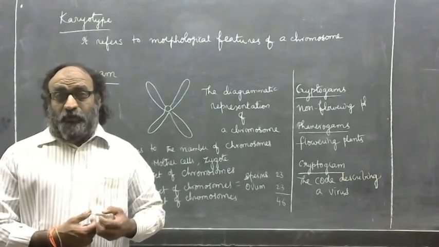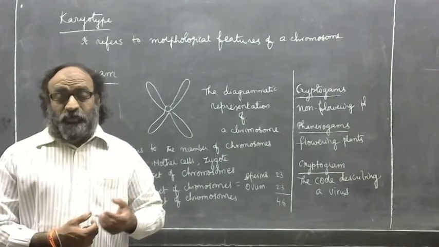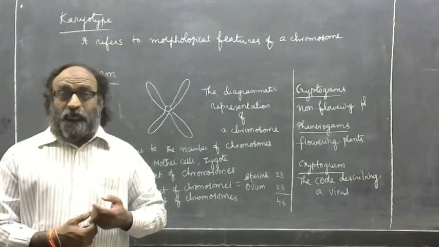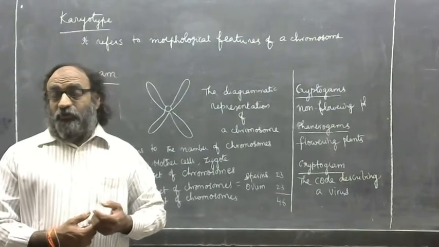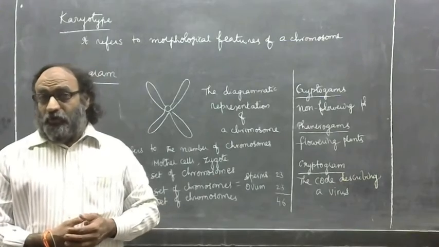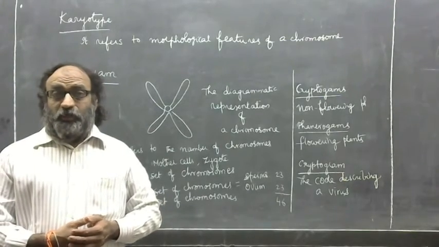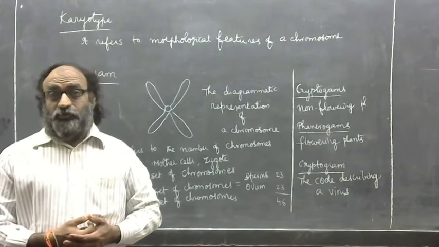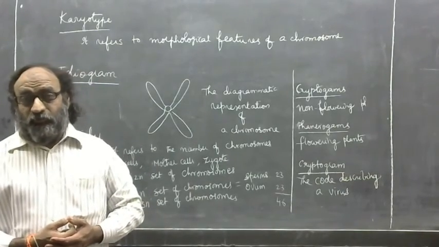Therefore, the chemical which is most commonly used in inducing polyploidy in plants is colchicine, and this colchicine is obtained from a plant called Colchicum autumnale. It is commonly called meadow saffron plant. It belongs to family Liliaceae.